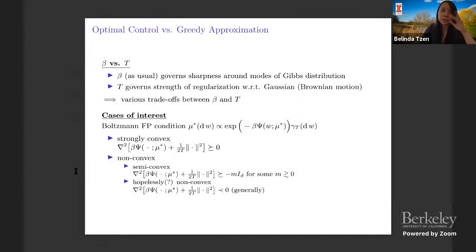Okay, so what cases are we interested in? Well, first of all, there's the Boltzmann fixed point condition again, and we can reason about the potential in various ways. If it's strongly convex, we expect that life will be good, right? If it's non-convex, well, life will be not so good, but we can also consider when it's almost convex or semi-convex. So convex if you add some smallish quadratic term to it, or when it's hopelessly non-convex, where no matter what you do, it's very, very far off from being convex.